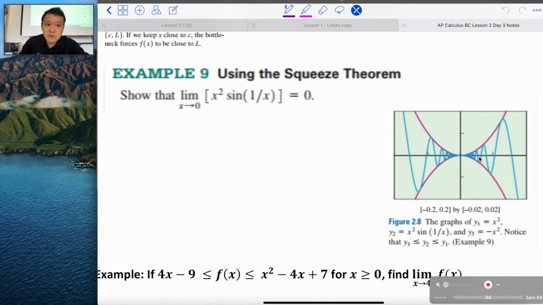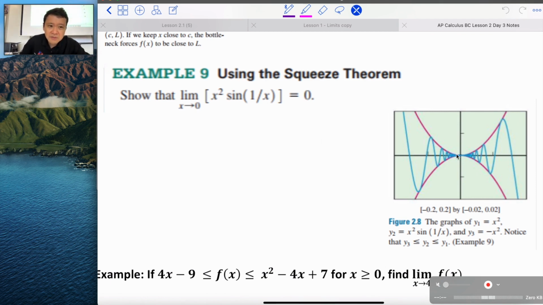You could see that it's sandwiched in between two other symmetric functions, one being the positive x squared, a parabola that opens up, and the other being negative x squared. We will be using that to evaluate. I'm sorry, this is the graph: the blue one is the graph of x squared times the sine of 1 over x. It's sandwiched in between positive x squared and negative x squared for all x. Once again, for this particular function, we don't have a defined value as x approaches 0.